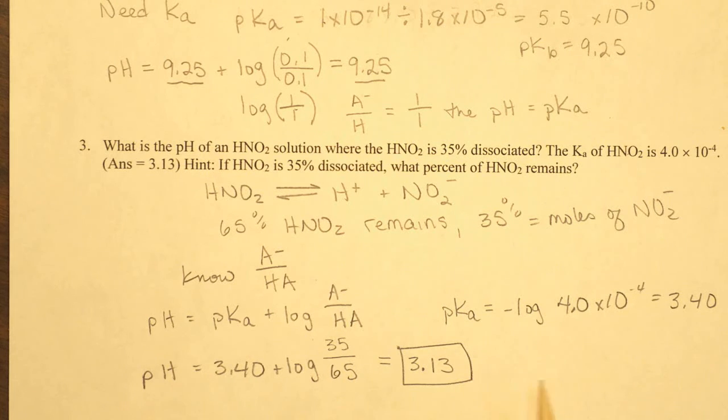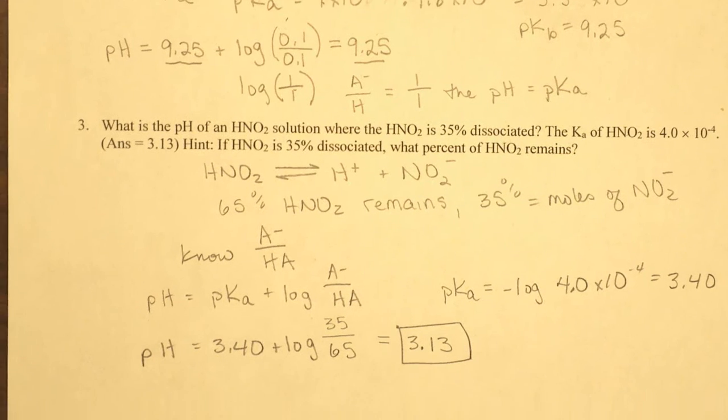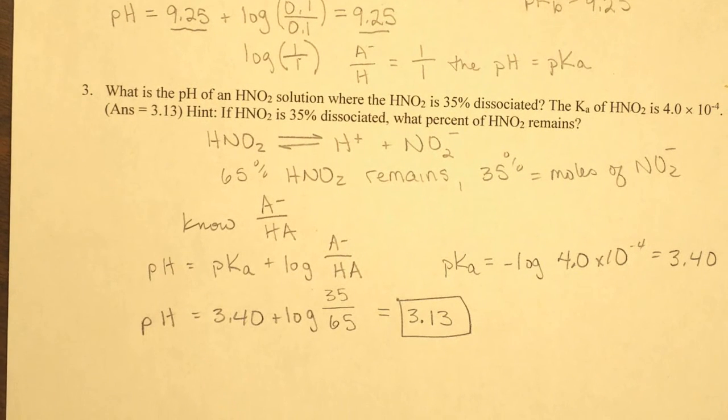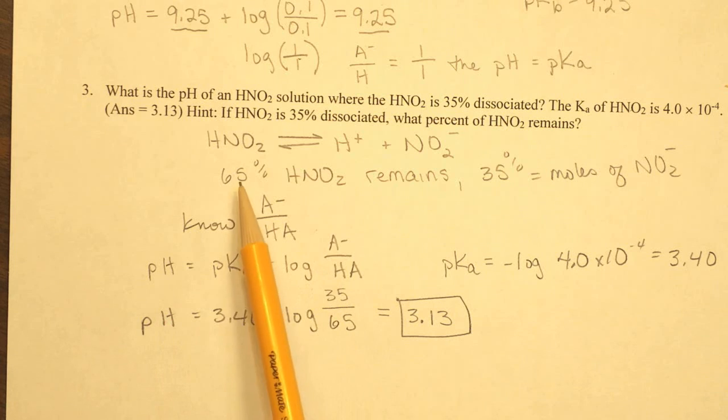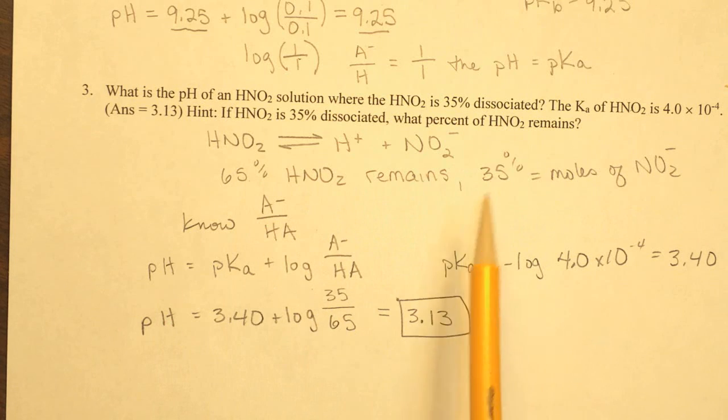All right, so going to use the equation pH equals pKa plus log A minus over HA. We know that the pKa has to be equal to the negative log of 4.0 times 10 to the negative fourth. That's 3.40. And we plug that into the equation. pH equals 3.40 plus log 35 over 65. So we're using them as the ratio, and it is 3.13.